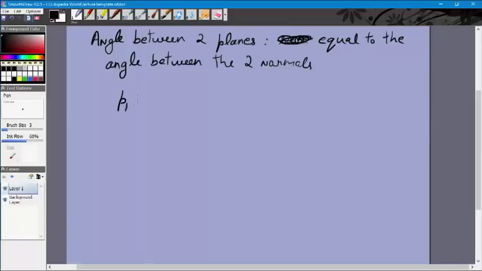So let's say the first plane is given to us to be r dot n1 is equal to d1. By the way, if it's not given in this form, we've studied many forms, you should know by now how to convert between one form and another so that you can always get any form of a plane in this form. Say the second plane is given to be r dot n2 is equal to d2.